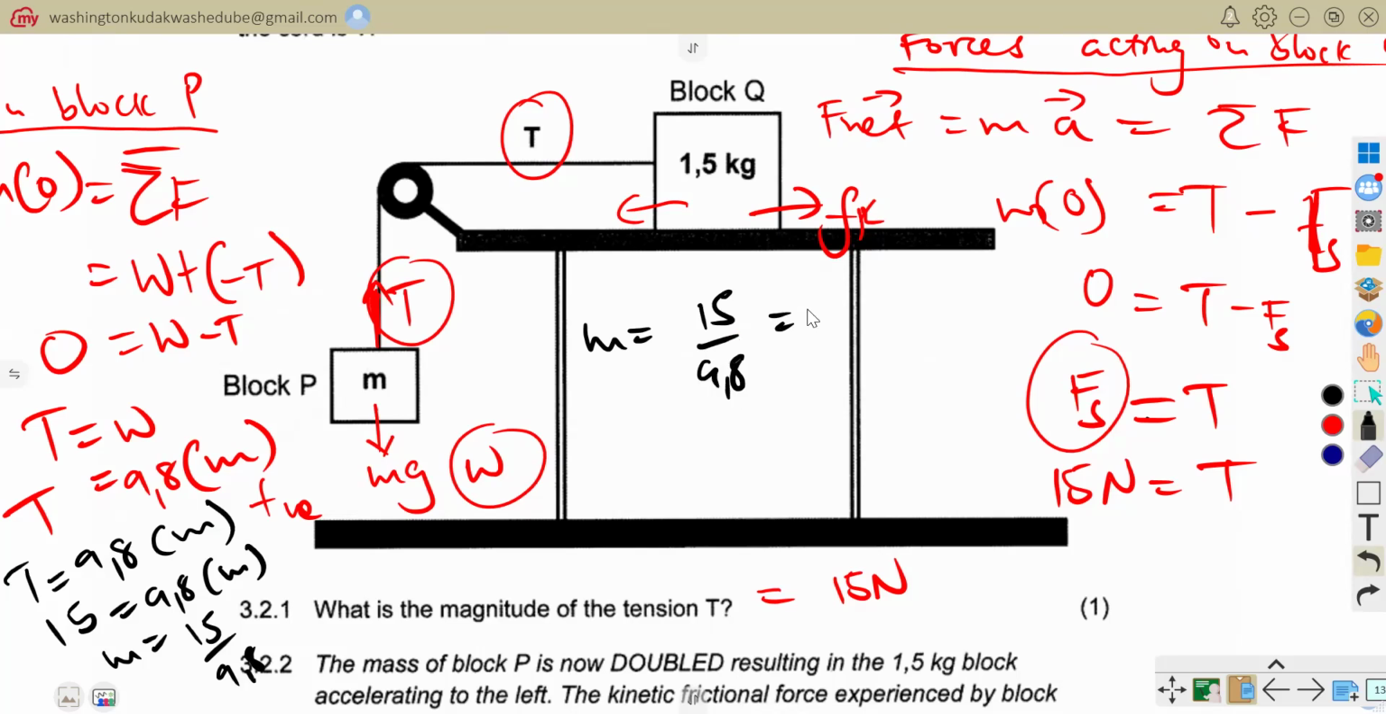What can be our result in mass? If you say 15 divided by 9.8, that would give you 1.53. That would be 1.53 kgs. So that would have been the mass of our object, given the situation that we have. However, here we're only asked to find the magnitude of the tension. Now let's go ahead and see the following question.